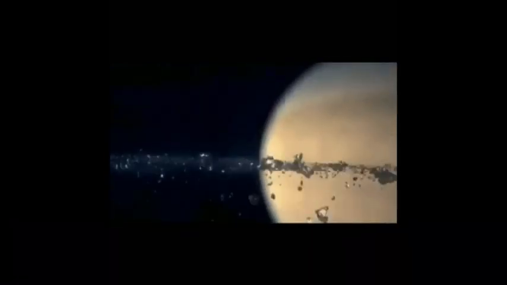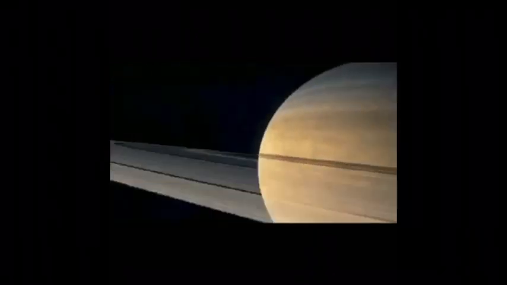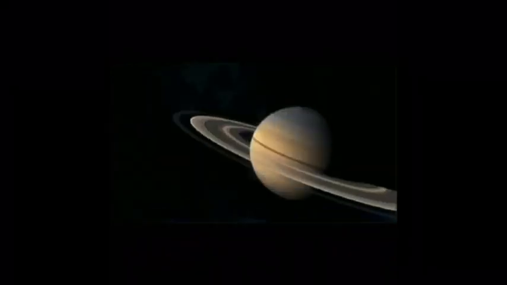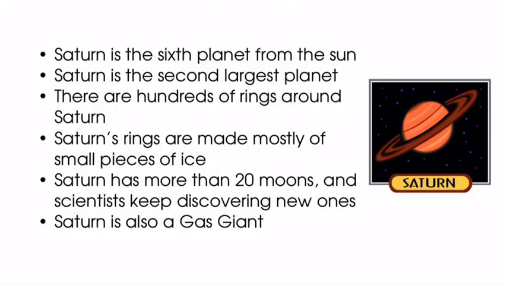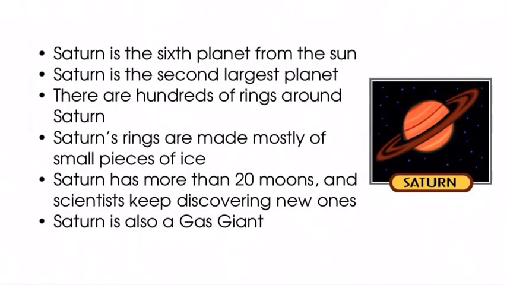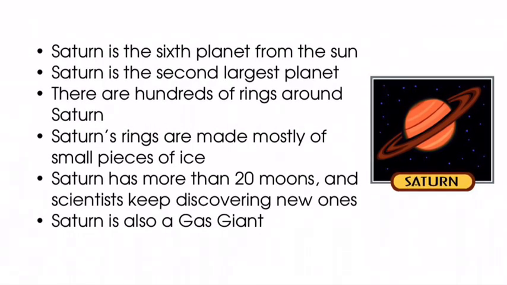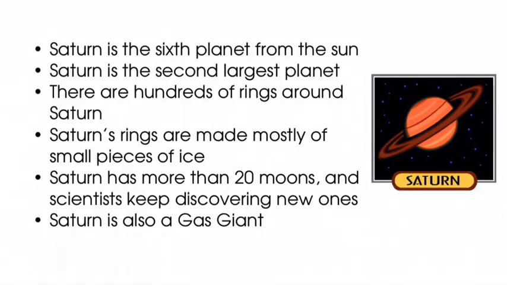It's very beautiful because of the rings. The rings were first seen by Galileo in 1610 through a telescope. Saturn is very light as it is made of more hydrogen than helium, so it is less dense. Saturn is not a peaceful planet. Storm winds race around the atmosphere at about 800 kilometers per hour.